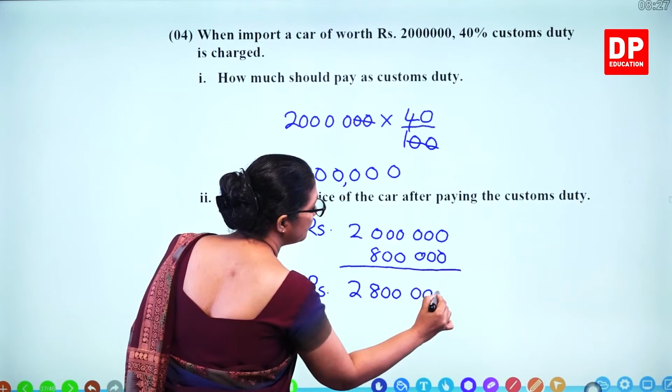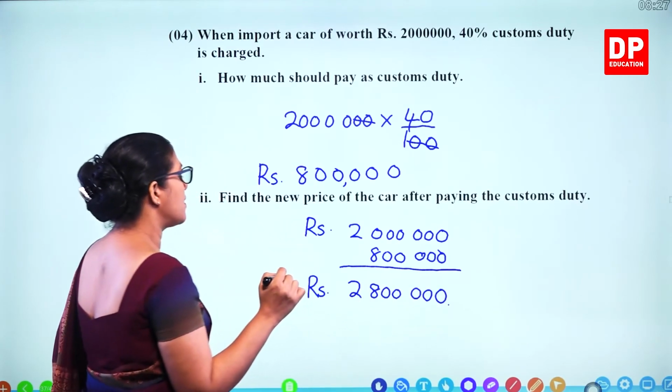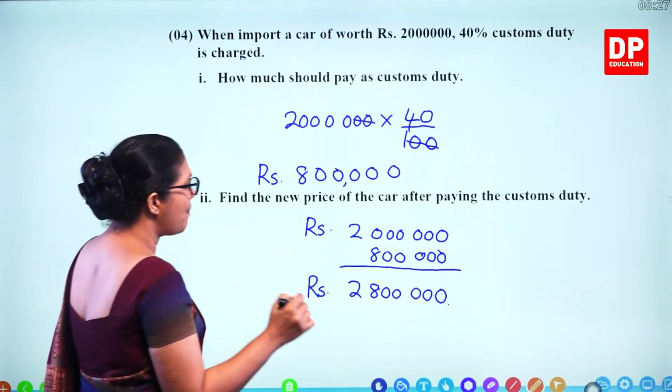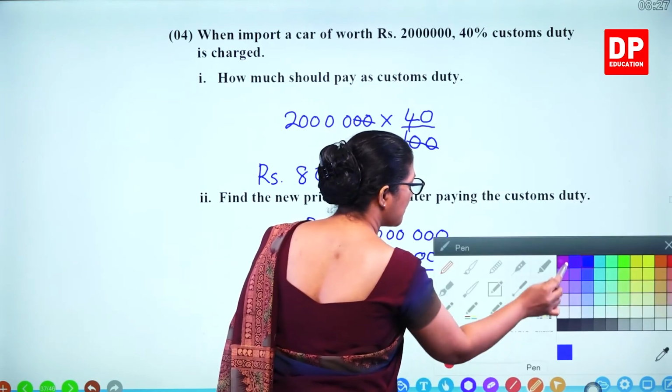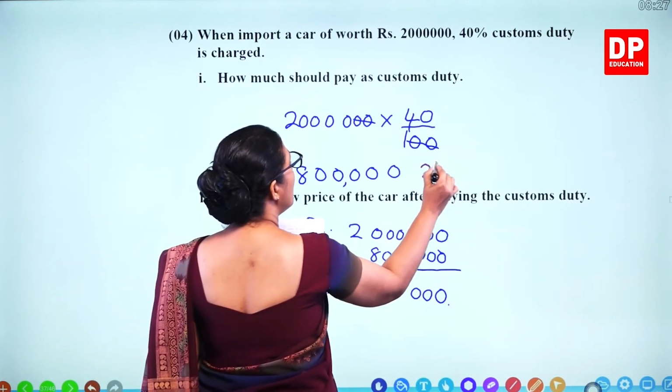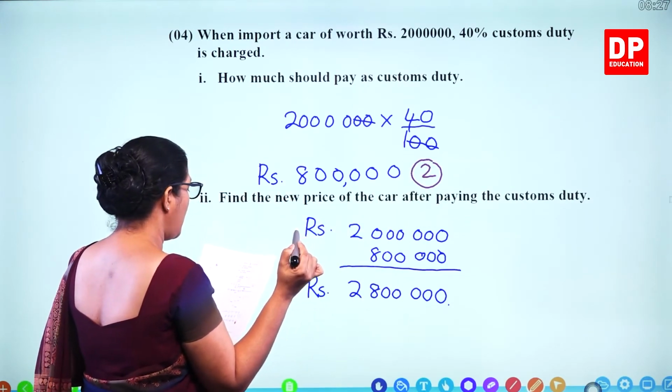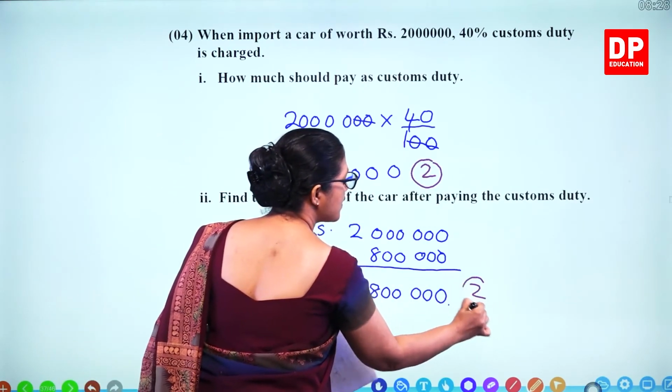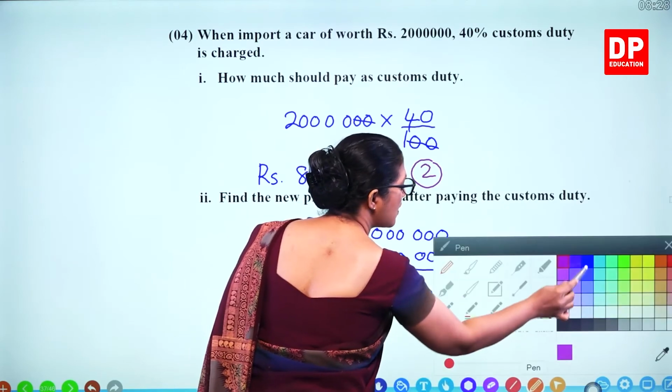2,800,000 is the answer. So how many marks for these 2 steps? 2 marks for this one and 2 marks for this step as well. So 4 marks given.